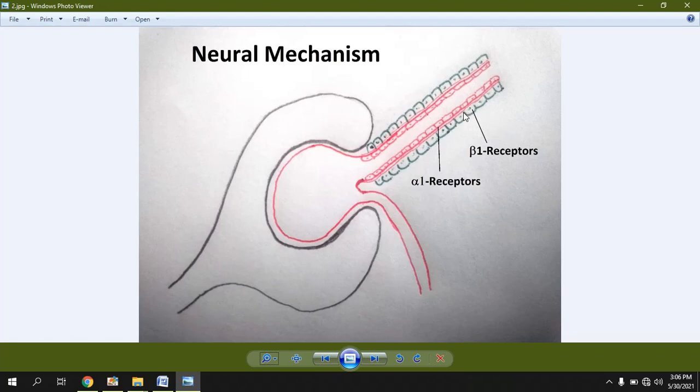Similarly, the beta-1 receptor in the juxtaglomerular cell will be activated, and the activation of beta-1 receptors over here will lead to the secretion of renin. Renin is abundantly present inside the juxtaglomerular cell. So the juxtaglomerular cell will secrete the renin directly into the blood vessel, and that will go to the systemic circulation.